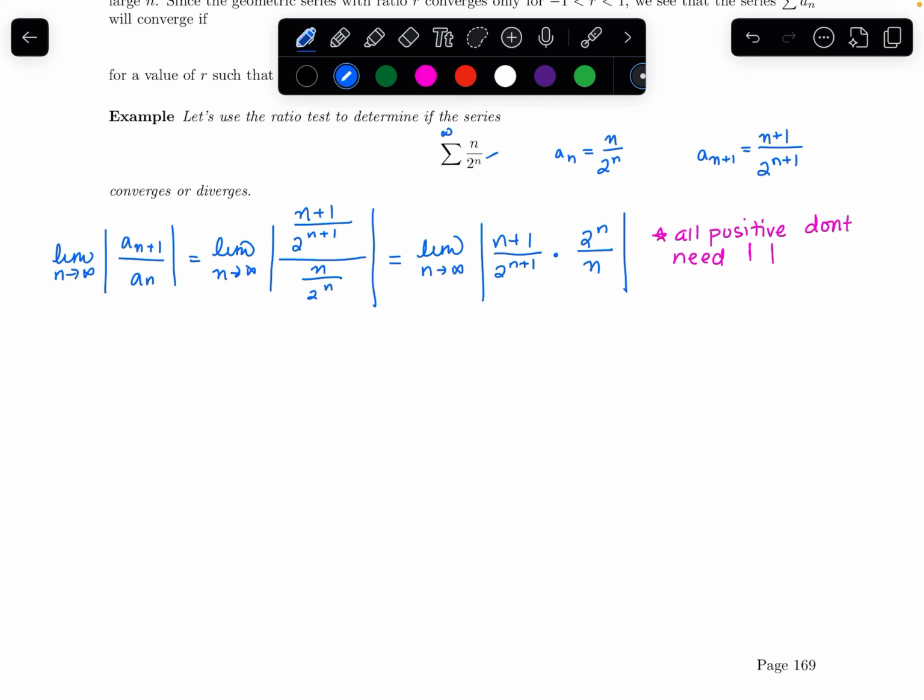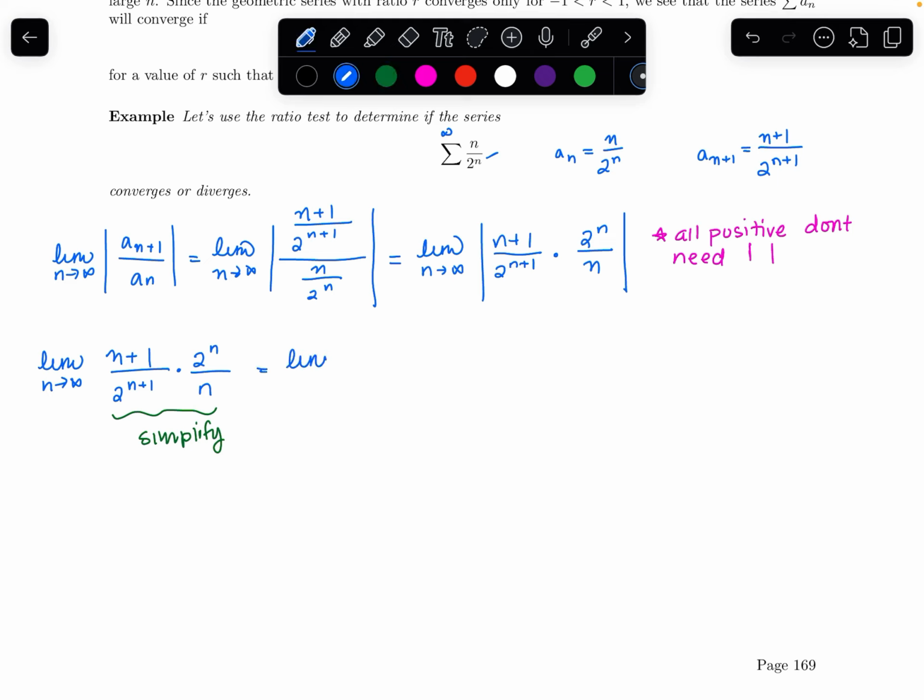So what I'm going to do is the limit as n goes to infinity. Now I have this n plus 1 over 2 to the n plus 1 times 2 to the n over n. My personal preference is to get rid of any negative signs before I start applying any algebra rules. It just helps me get situated. Now I can simplify this as much as possible. So simplify first.